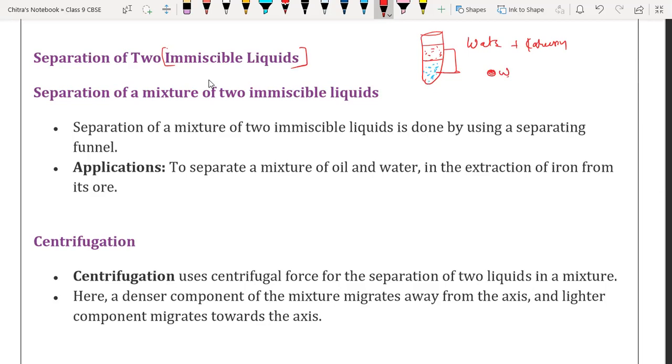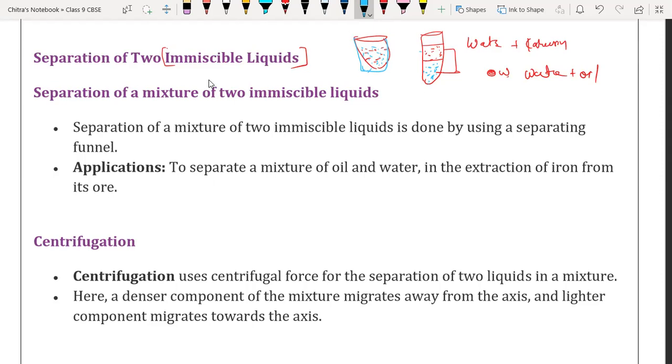Are immiscible liquids colloids? No, they are not colloids. Colloid means solute particles do not dissolve, but they are present all over the solution. Suppose this is water and we add a particular solute to it, it is going to distribute all over the solution. So that is a colloid. But here they form two separate layers, so they are immiscible.